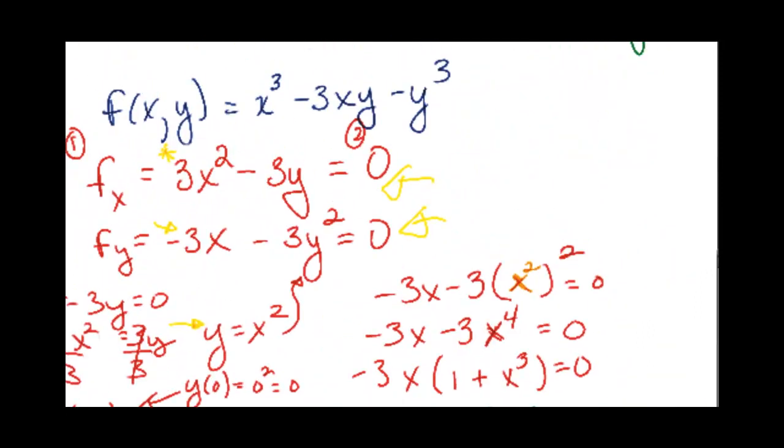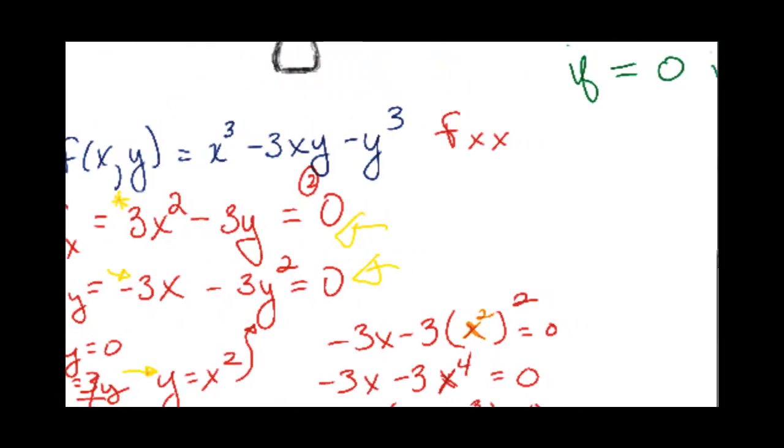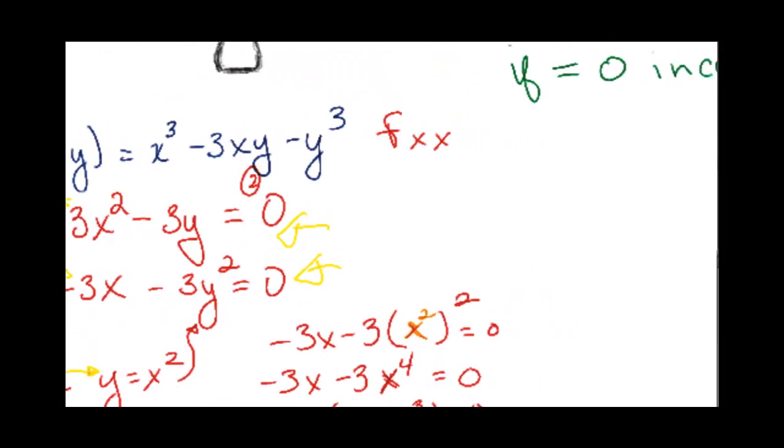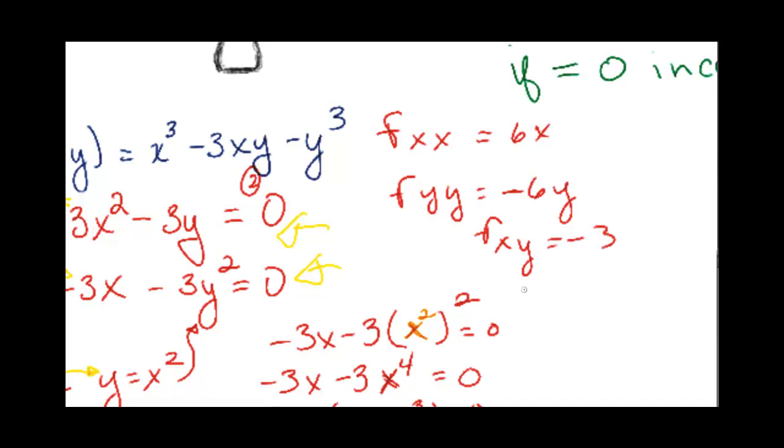In order to do our D formula, we need to do the second order partials. So f of x says go to the x equation, derive with respect to x. So this is the x equation with respect to x. That would be a 6x. F of y would be a -6y. And then your mixed order partials should equal each other. So xy would be a -3 and yx would be a -3.